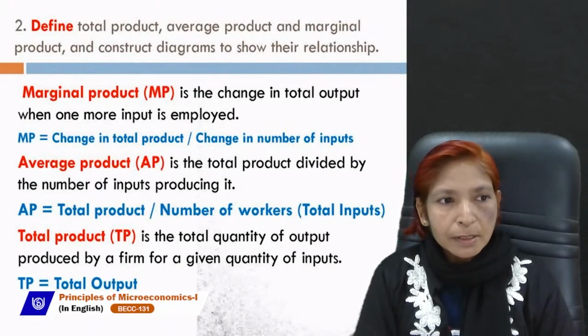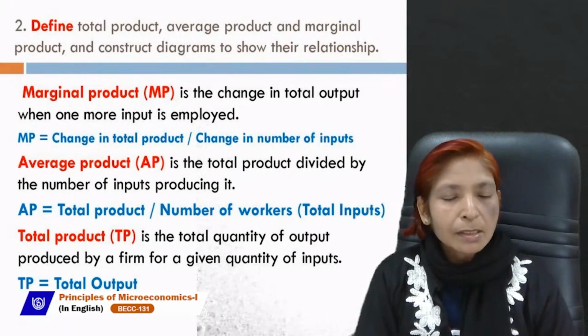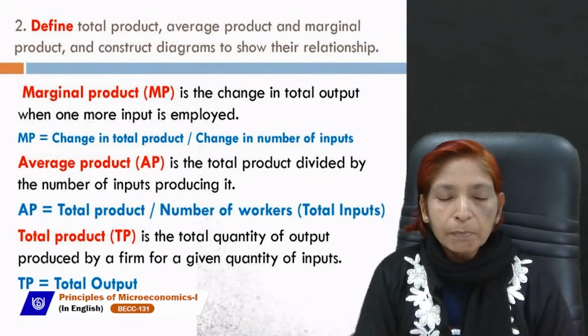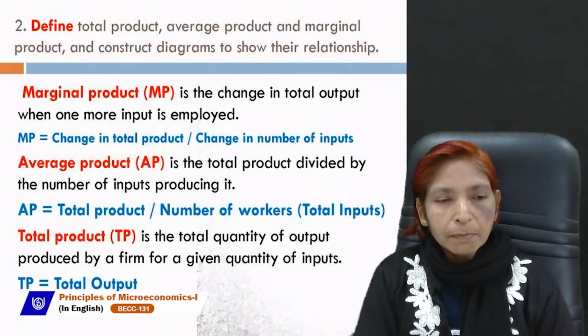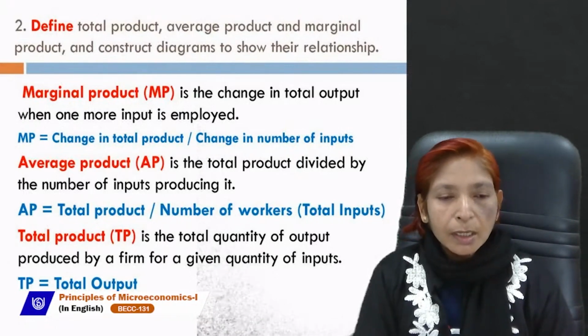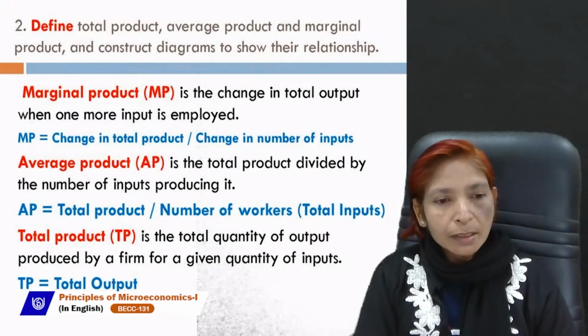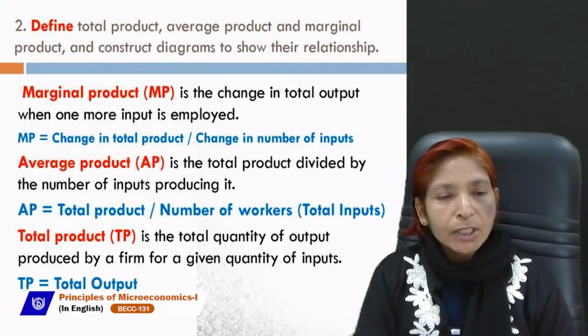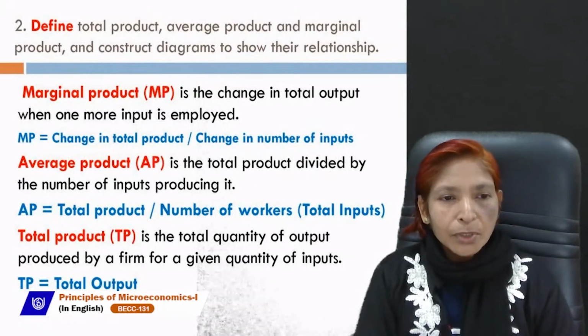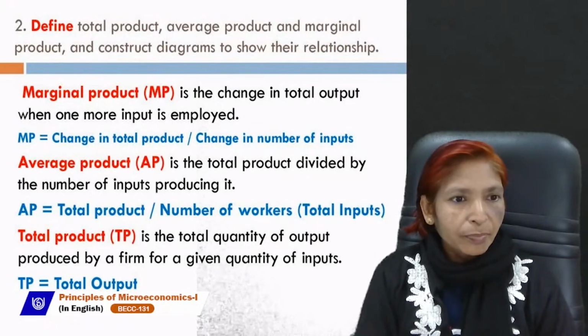Production has three concepts. One is total product, other is average product, and next is marginal product. We can say MP or MPP. MPP is known as marginal physical product and MP is marginal product. AP is average product or APP is average physical product, because we produce all goods in physical terms, which can be seen, which can be touched. So we can put here APP or AP, it has no difference.